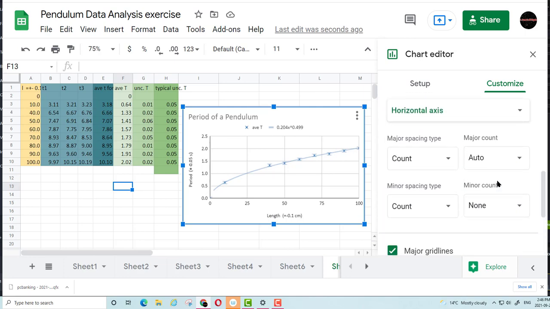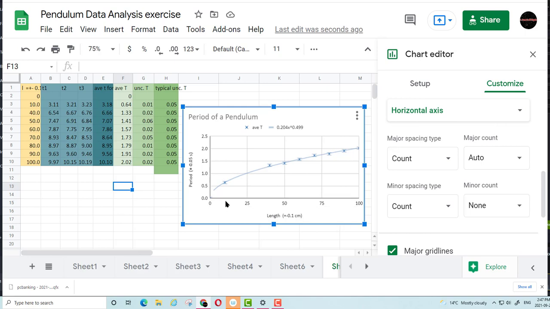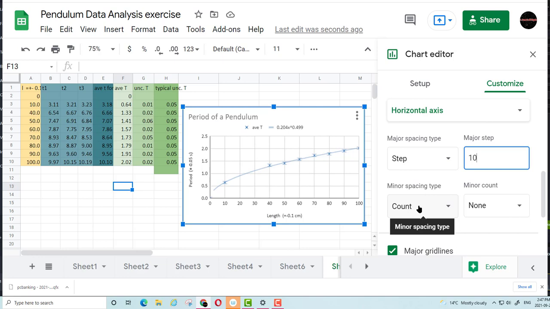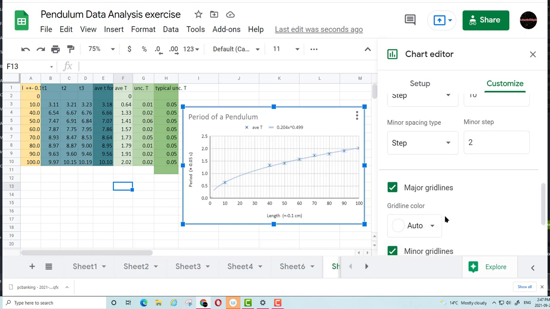There's a few important things that you can do here. My major spacing type, we're on the horizontal axis. Instead of going up by 25 every time, I'd like to step up by 10. So I'm going to step up by 10 instead. And I'd like to have some minor spacing as well, and I'll step up, let's say, by 2. So now I've got a bunch of vertical lines as well. You might choose to make the color of your grid lines a little bit darker so it shows up more.